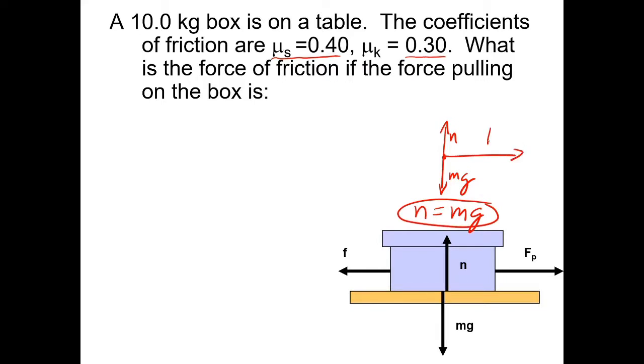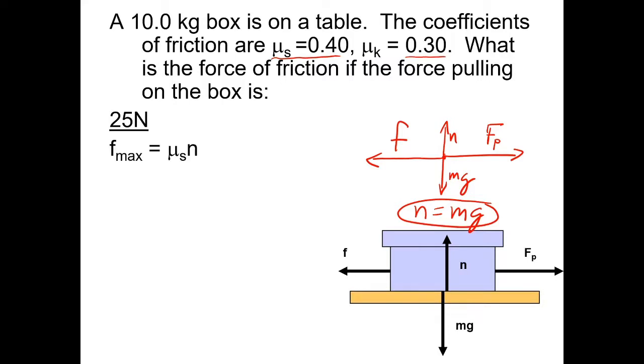Then we're going to pull, we'll call that Fp, and friction resists. Friction is always opposite the direction of motion. Let me say that again because it's so important. Friction is always opposite the direction of motion. Friction never helps you. It only ever resists. So we're going to say, what if we pull with 25 newtons? Well, the first thing we have to see is, is that enough to get the box moving or not?